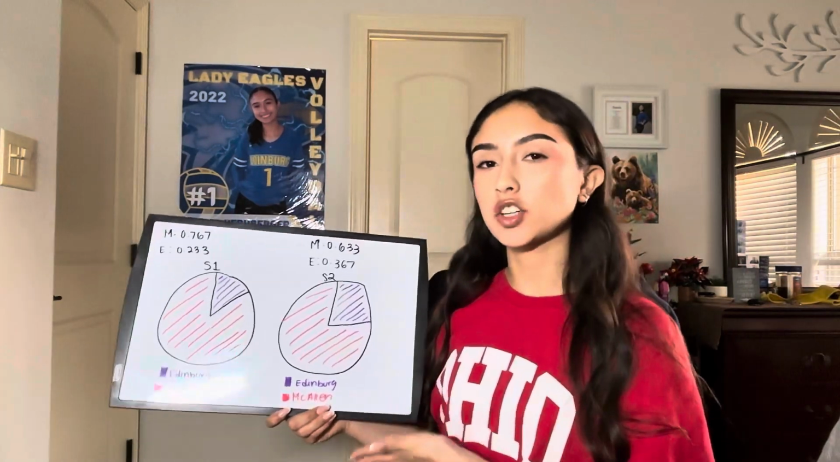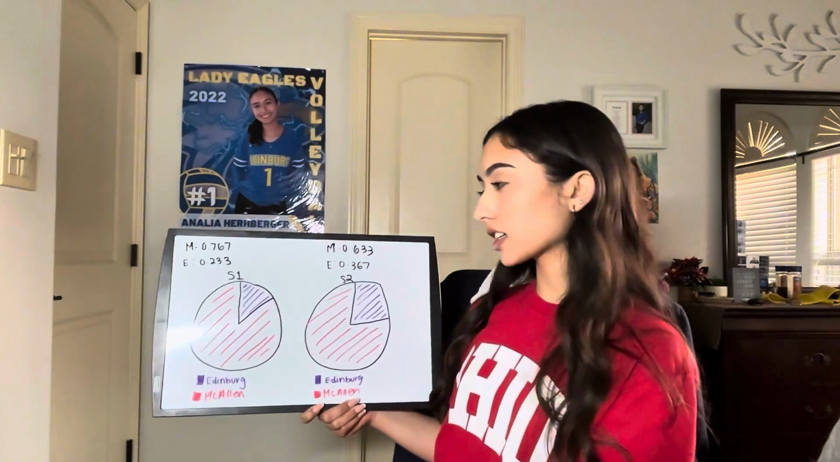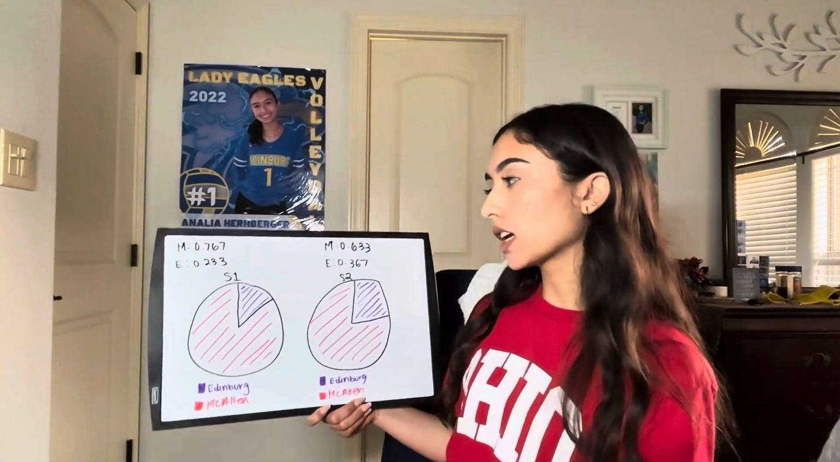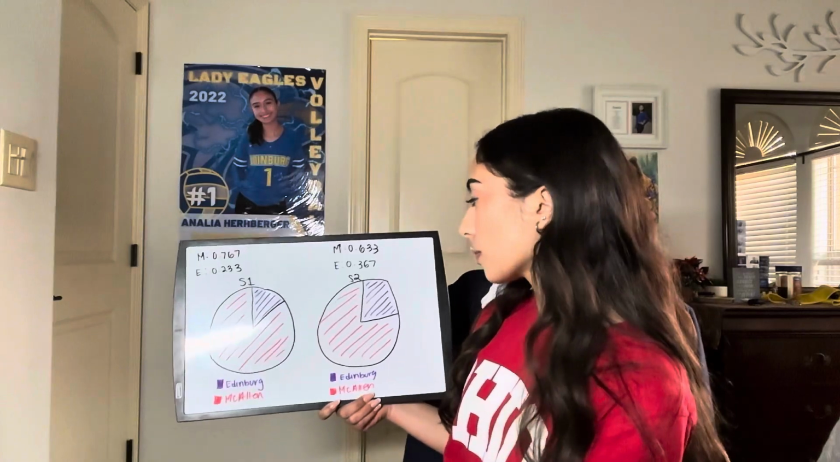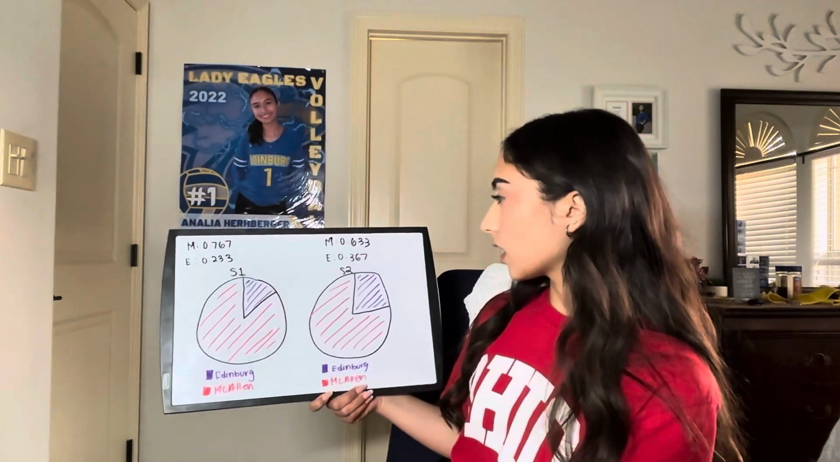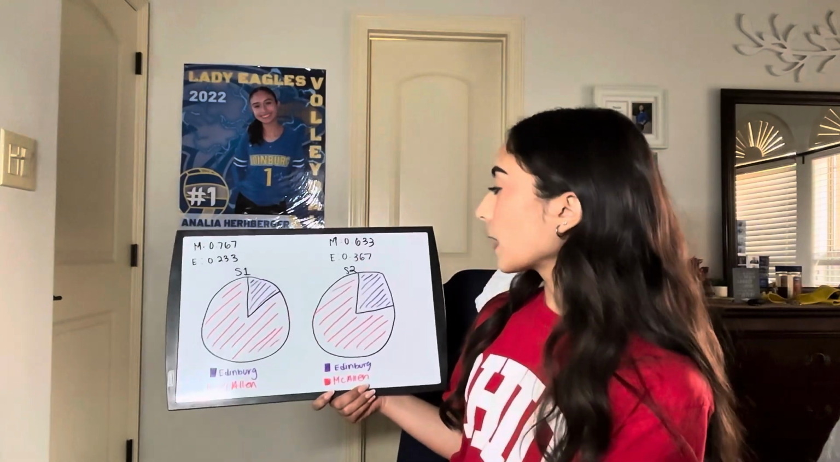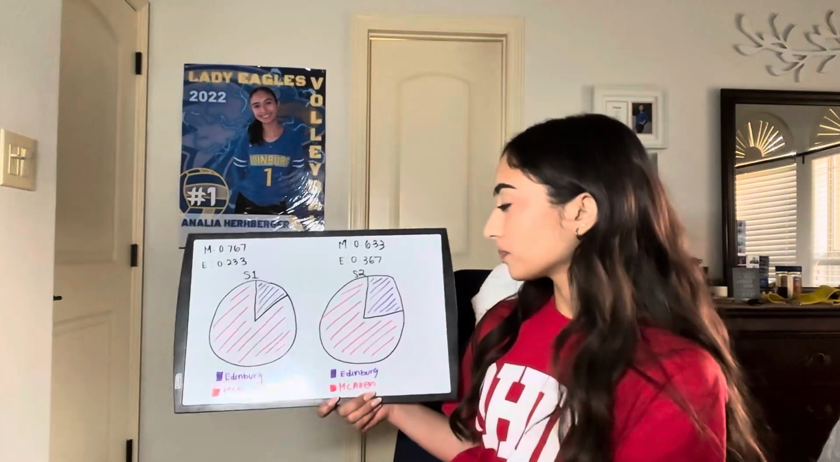So here are 2 pie charts of both of the samples. For sample 1, the descriptive statistics came out to McAllen was 0.767 and Edinburgh was 0.233. And here's a pie chart to show. And for sample 2, McAllen came out to 0.633 and Edinburgh came out to 0.367. And here's the pie chart.